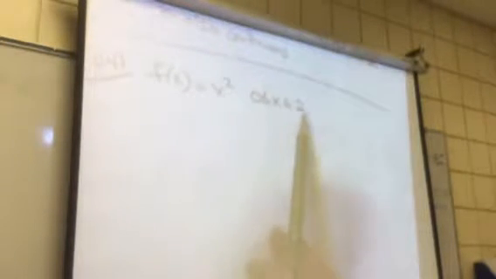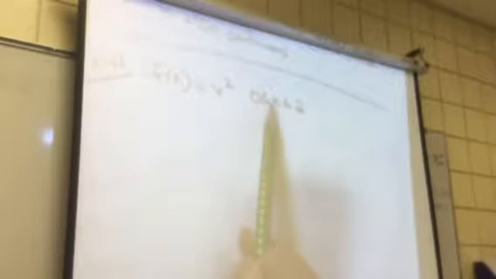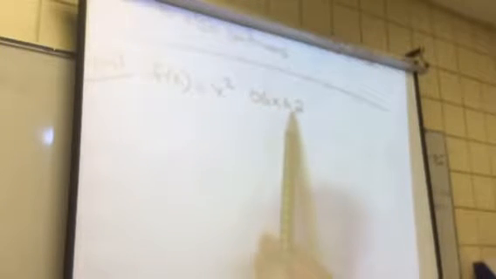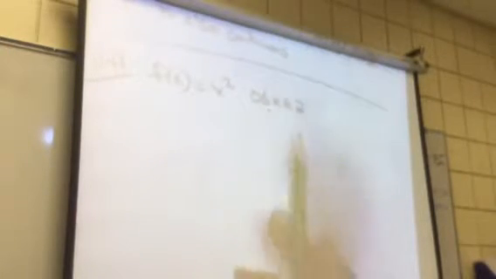Now the 2 is not vital. This is saying an interval. We only want to look at the values between 0 and 2. This is a smaller restriction than what's necessary. You could have just said x is greater than 0 or less than 0, but this is restricting it even more. So we're just interested in the interval from 0 to 2.